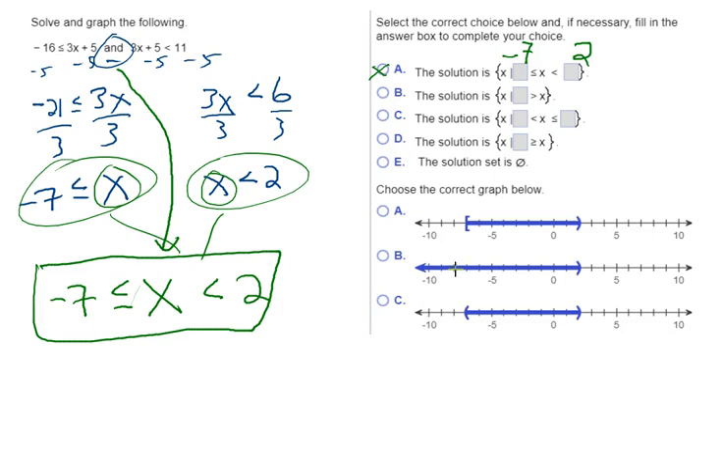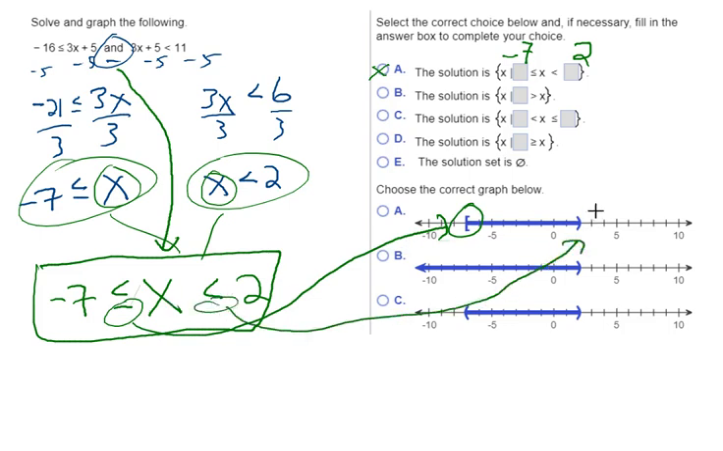They both do that. But I need to choose the graph that's using the right symbols on the endpoints. Again, if there's an equals to like we have here, we want to use the bracket. If there's no equals to like we have here, we use the parentheses. And so option A is the one that has the right symbols for that. Right, brackets on the negative 7, parentheses on the 2. All right.